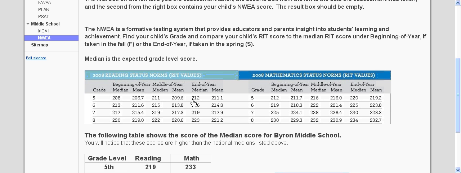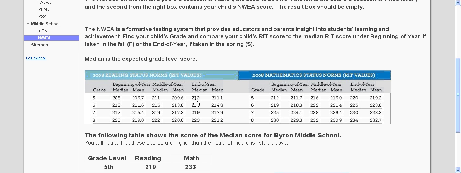These median scores are national means, which means at a 5th grade level, at 212 at the end of the year, half the students do better than a 212, half the students are below the 212 mark. So that gives you an idea: is your son or daughter in the top half or the bottom half? And that's for each grade level.